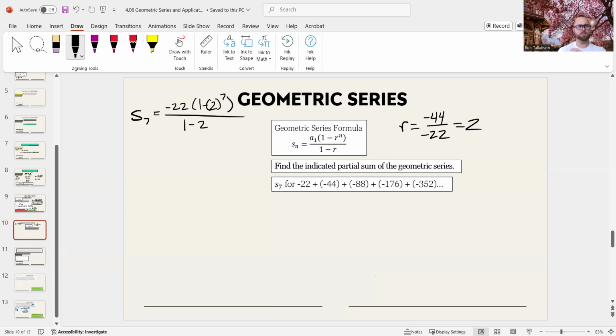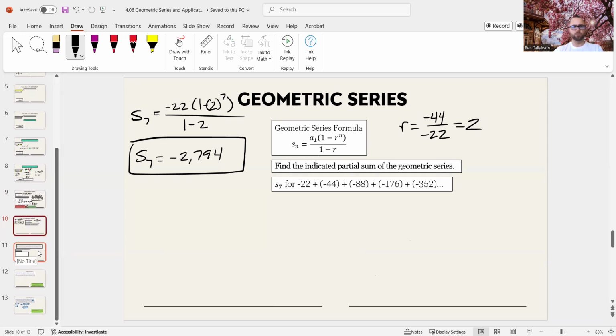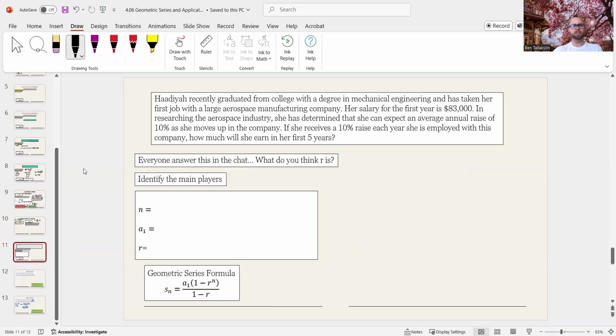Do we have all the parts accurately? Yes. Okay. So once again, calculator from here. It's all about the setup and carefully using your calculator. This will give you negative 2,794. We're getting some good practice in.